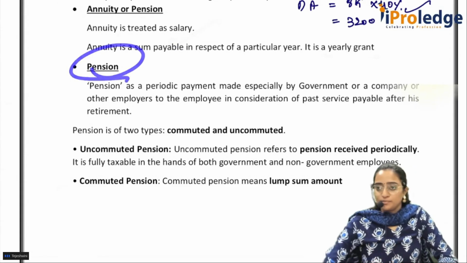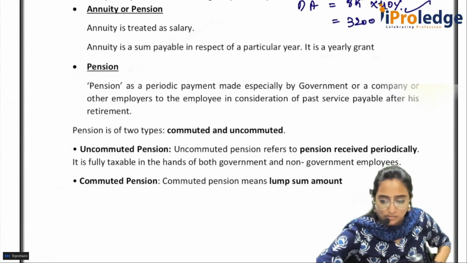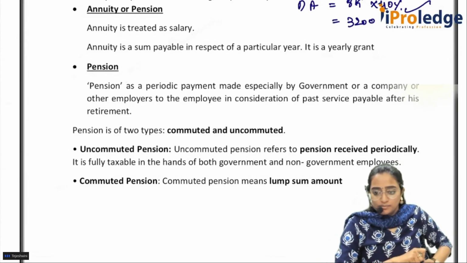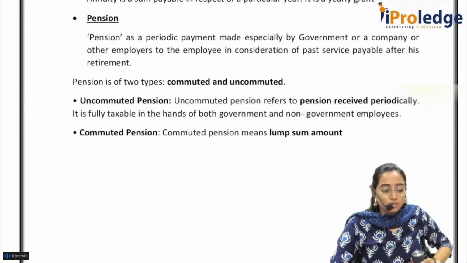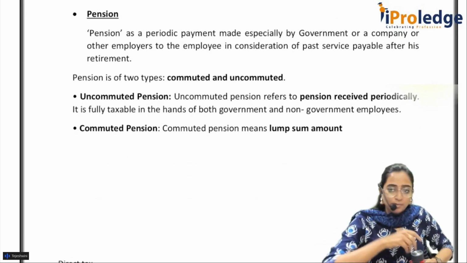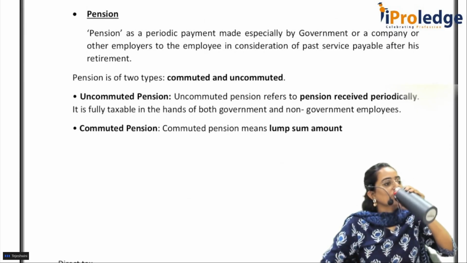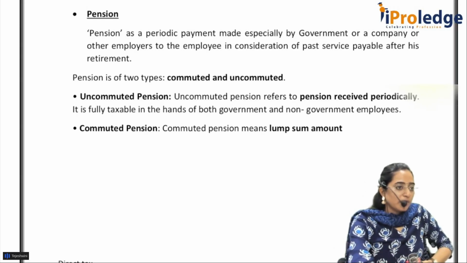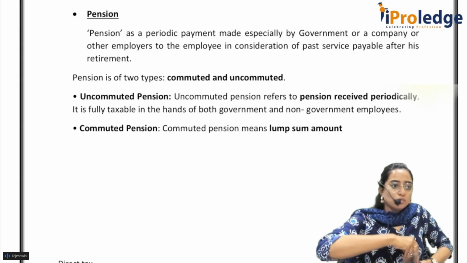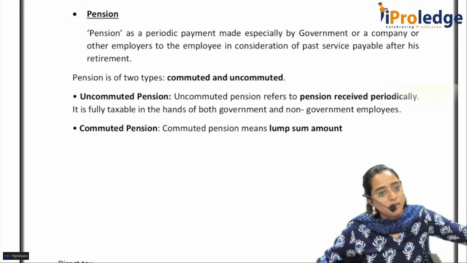Now let's get into pension. All of us have heard about the concept of pension at least once. What is your understanding of pension, people? That's it. Post-retirement, whatever amount you are going to get, they will give it in the form of pension.